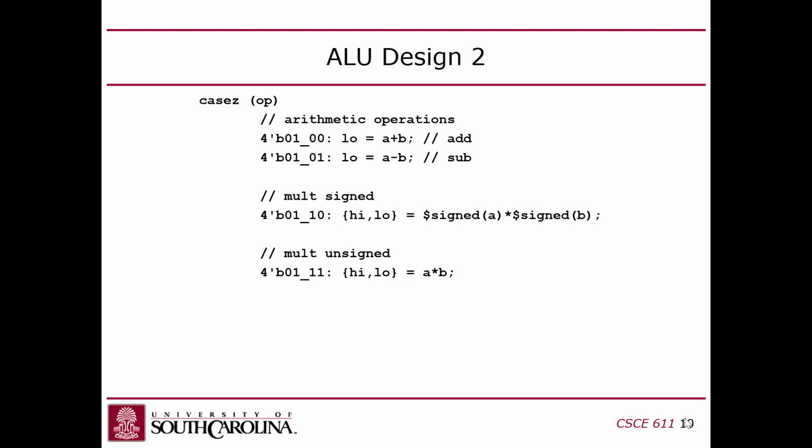Now this part's a little strange. I had to look this up: how to tell Verilog to do a signed versus an unsigned multiply. To do a signed multiply, you have to use this weird typecast where you tell it to interpret A and B as signed numbers. This is the only time I've ever used that before. And so by default, it does an unsigned multiply. All right, so if you want to do a signed multiply, you have to use this syntax.